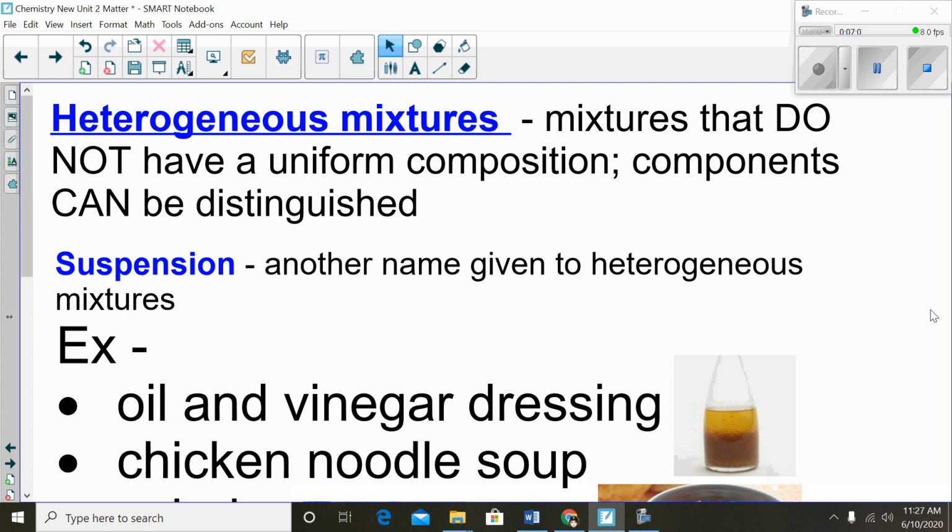Heterogeneous mixtures. These are mixtures that do not have a uniform composition. The components can be distinguished. Now, suspension is another name given to heterogeneous mixtures because particles are often suspended in another substance. So you can use suspension if you like, but I usually use heterogeneous mixtures. So there's no separate unit just on suspensions. That just happens to be another name for a heterogeneous mixture.